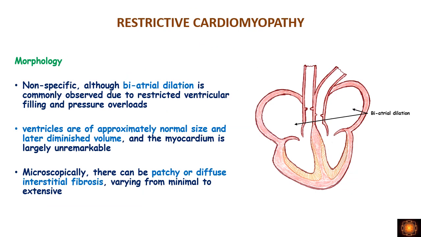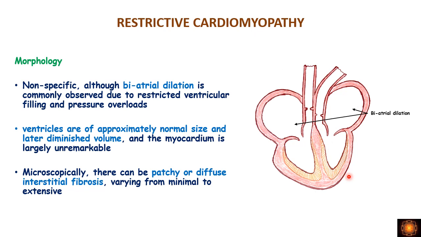Now, as a whole, when we see the morphology of the heart in restrictive cardiomyopathy, we have the fibrosis, the subendocardial or endocardial fibrosis of the left ventricle or the other ventricle, which causes biatrial enlargement. Because of the back pressure, we have the biatrial enlargement, but the ventricles can be of normal size or sometimes they are reduced in size also. And there is diffuse or patchy interstitial fibrosis. When we see microscopically, we see the fibrosis.